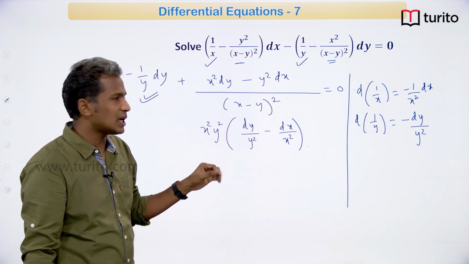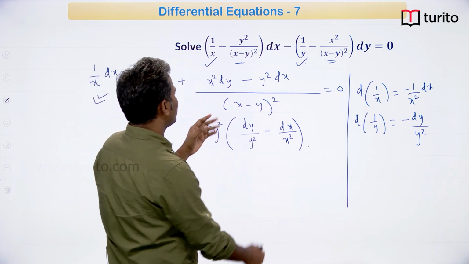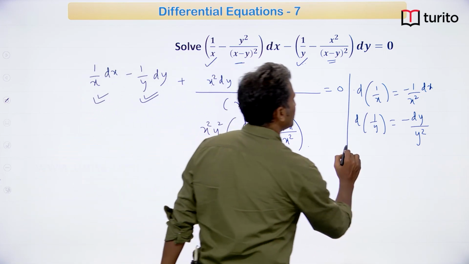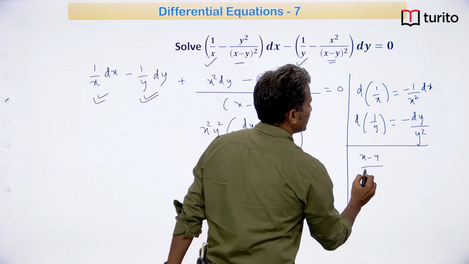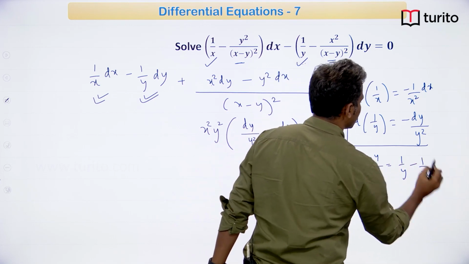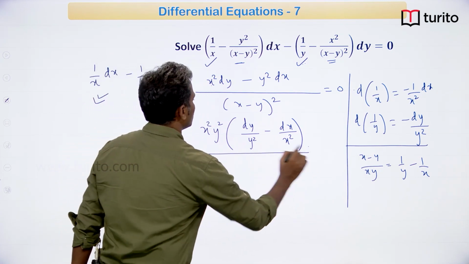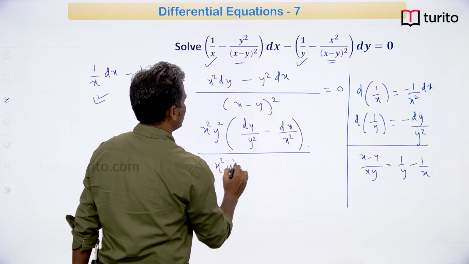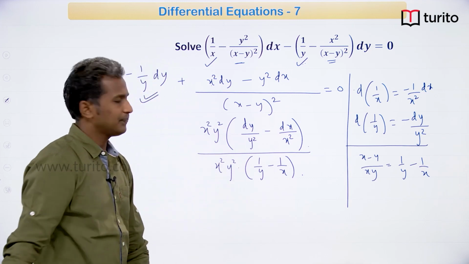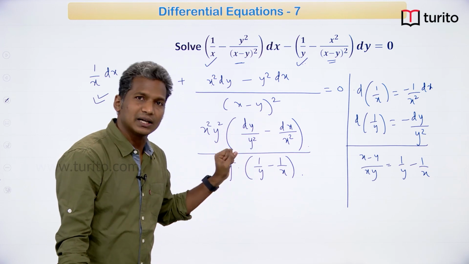So what I will try to do is, I will try to convert denominator also into reciprocals. So if I want to convert x minus y into reciprocals, what do I have to do? If I divide this with xy, I will get 1 by y minus 1 by x, right? So if I divide, I have to multiply also. So denominator will come out to be x square into y square into 1 by y minus 1 by x. Okay. So now I can understand that this is actually in exact form.